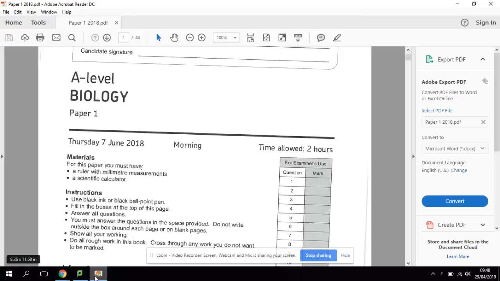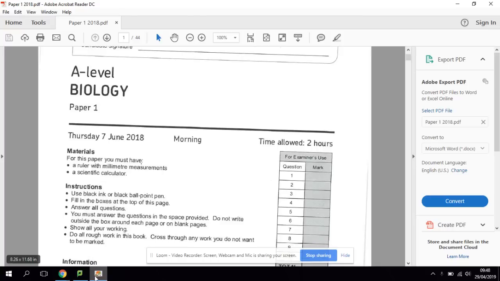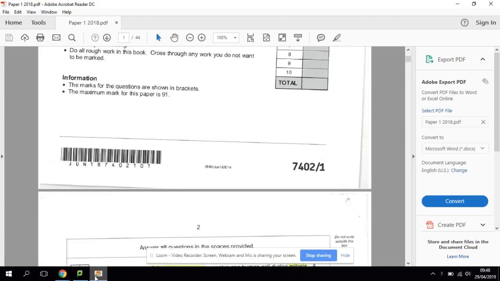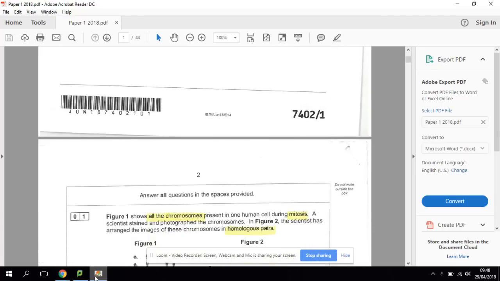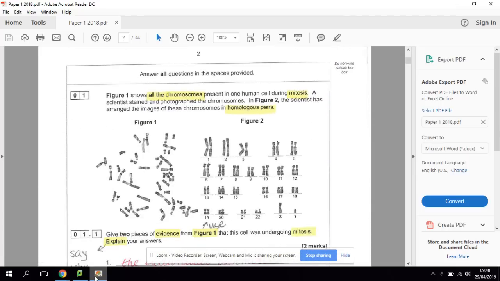Biology AQA A-level paper 1 2018. So we are going to go through the questions. We are going to look at the exam tips and the possible answers.